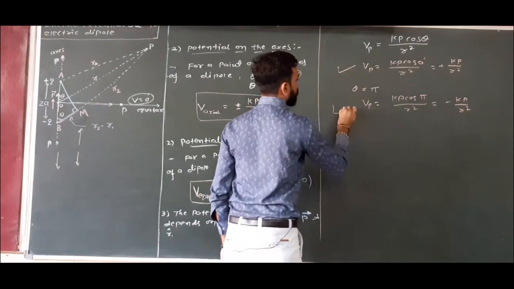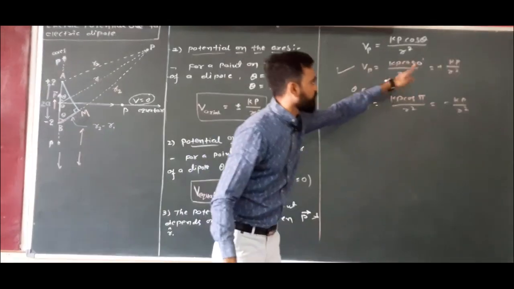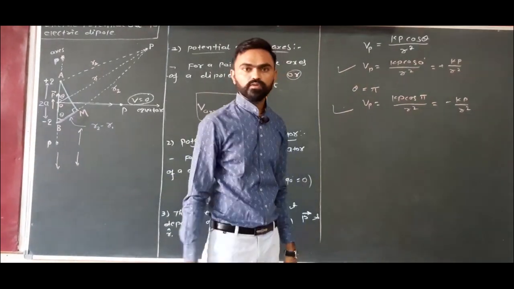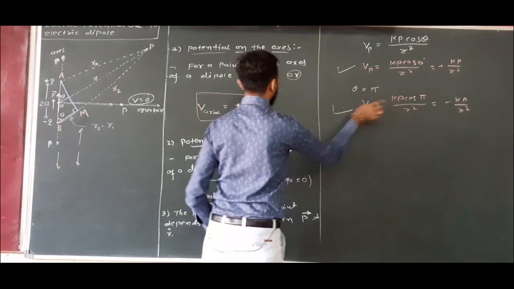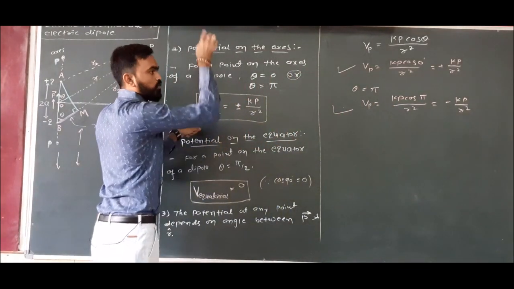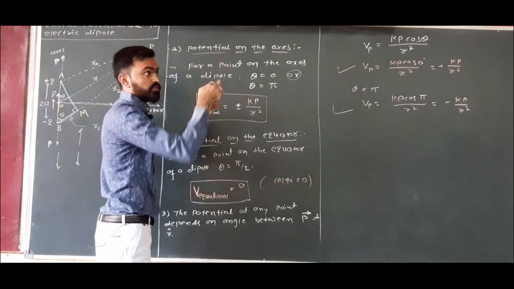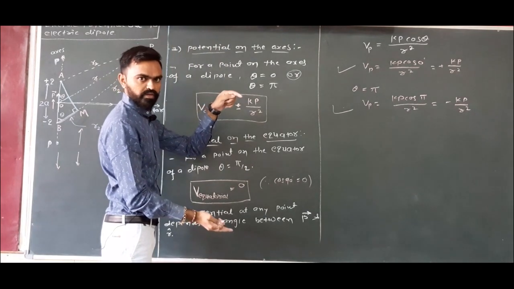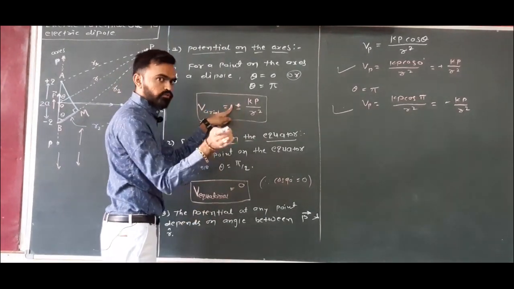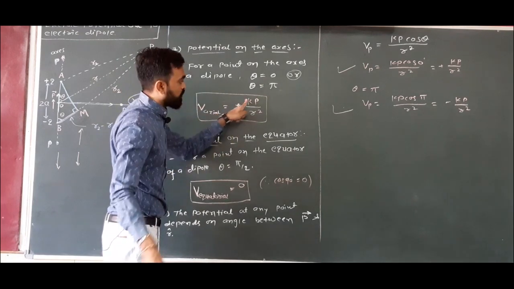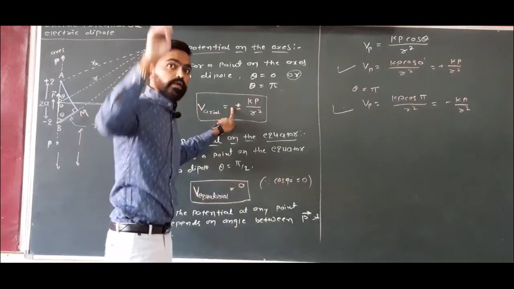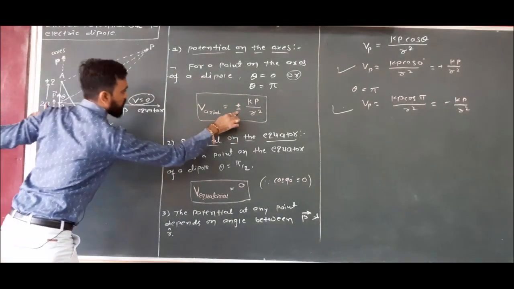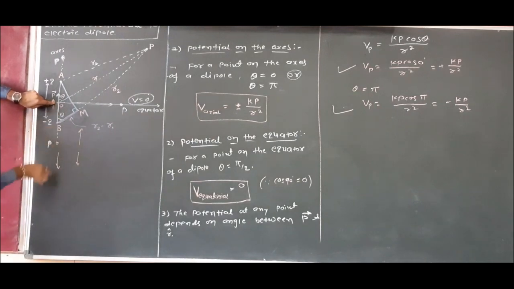See, the value of potential at both these points is the same, Kp upon R square, Kp upon R square. But the upper one is positive and the lower one is negative. Right? So we write combinedly: potential at any point on the axis, on the side of the positive charge from the mid or on the side of the negative charge from the mid, is either positive Kp upon R square or negative Kp upon R square. Positive if your point is on the side of the positive charge, and negative potential if your point is on the side of the negative charge.